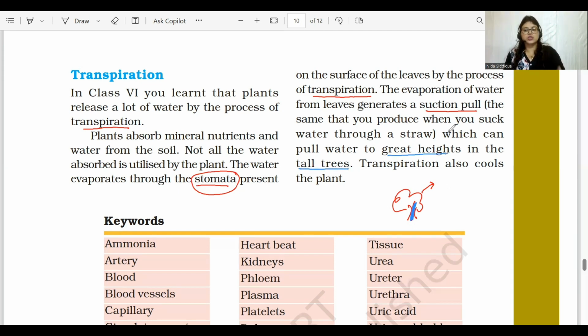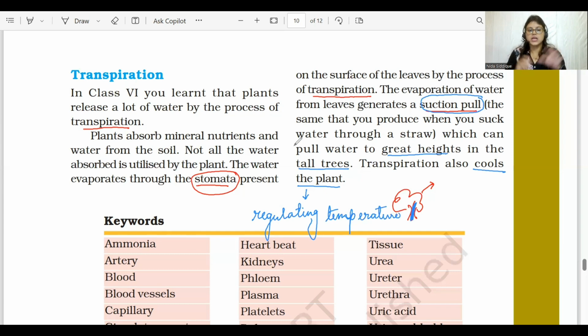And this is very important. Suction pull is very important for delivering water to the upper parts of the plant and to tall trees. Transpiration has one more function: it cools the plant. Just like we sweat, losing water from our body, similarly, plants also lose water from their body. Our body stays cool because of sweating. Similarly, because of transpiration, the plant's body also stays cool. It helps in regulating temperature.